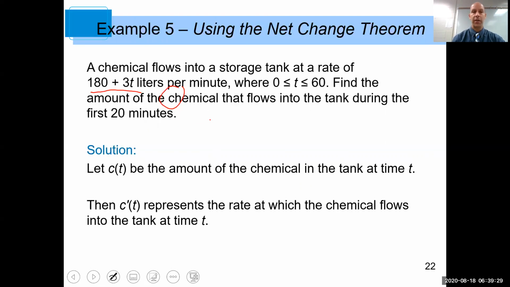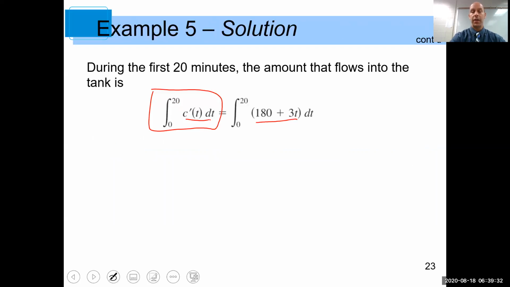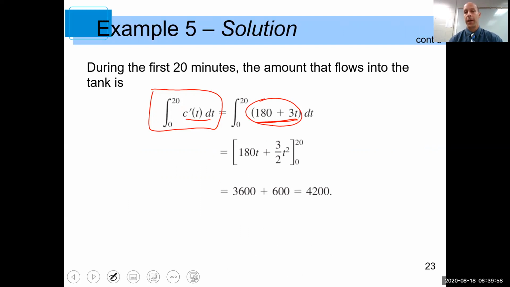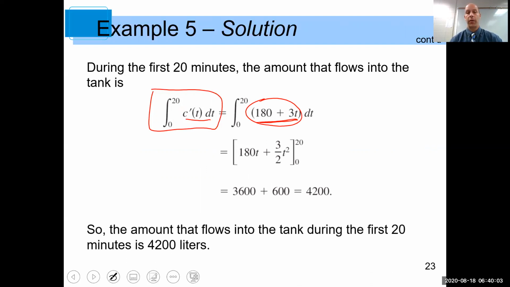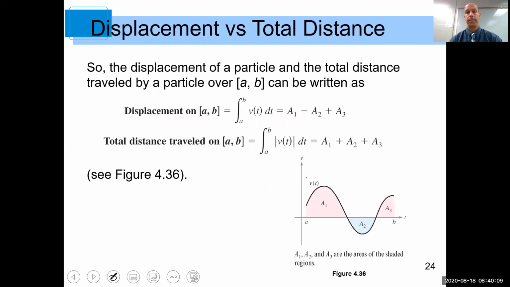So this is the rate. That's what we're given here. The rate of C prime, the rate of flow, is this 180 plus 3t. So we just need to integrate that. We integrate the 180 and we get 180t plus 3 over 2 t squared, and we'll get an answer of 4,200. So this is a nice application of integration. They gave us the rate at which the chemical was going through the pipe. Therefore, we can just do the integral of it to evaluate how much total amount went through. So this is how much accumulated after that first 20 minutes.